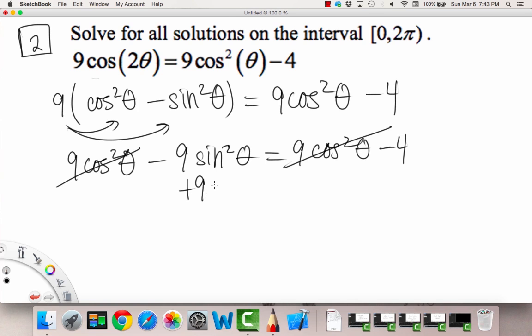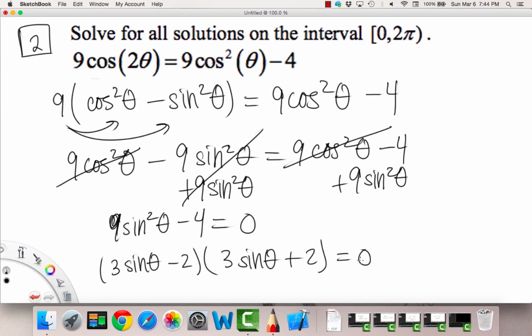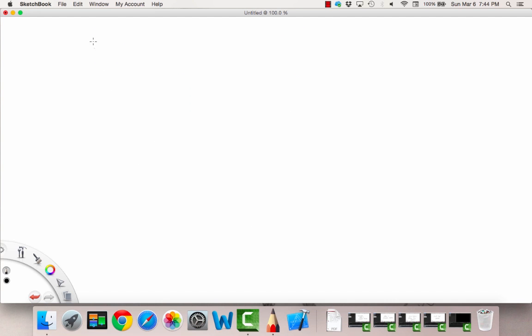And then let's add 9 sine squared theta to both sides. So this becomes 0, and we get 9 sine squared theta minus 4 is equal to 0. Here we see that this is a difference of two squares, so we can factor it into 3 sine theta minus 2 times 3 sine theta plus 2, and this is equal to 0. Let's continue solving this on the next slide. So we got 3 sine theta minus 2 times 3 sine theta plus 2 is equal to 0.